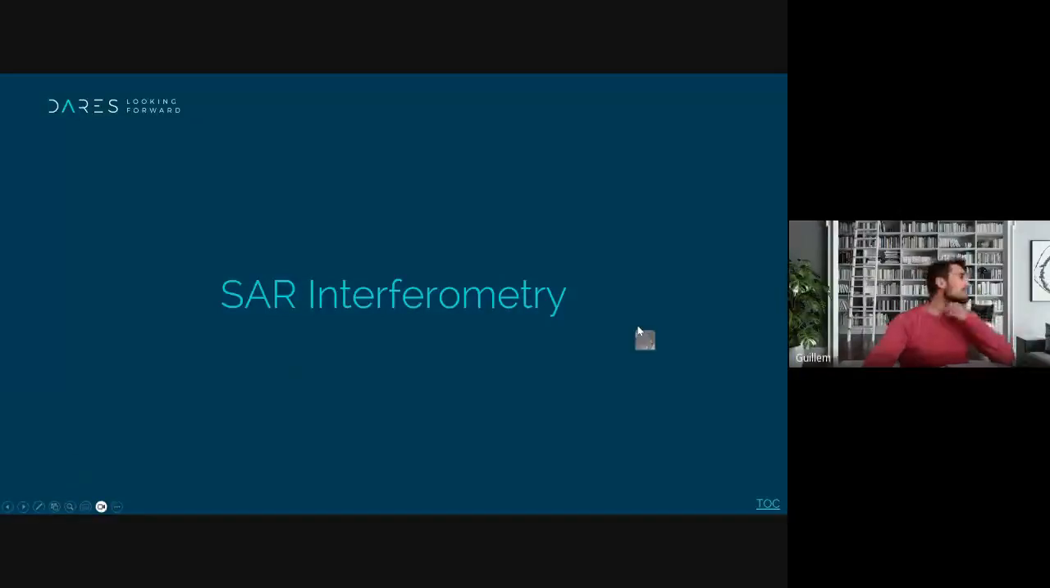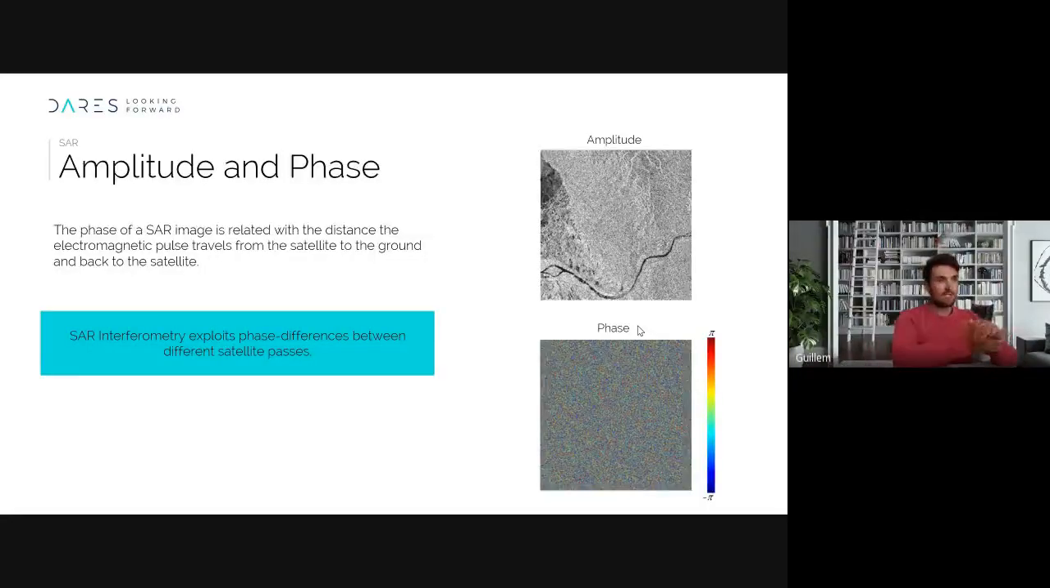So what's SAR interferometry, right? InSAR is interferometric synthetic aperture radar. Now we know what a synthetic aperture radar image is, it is a radar image. So what's SAR interferometry? SAR interferometry is using the phase of the SAR image. When we have a synthetic aperture radar image, for each pixel, we have two types of data.